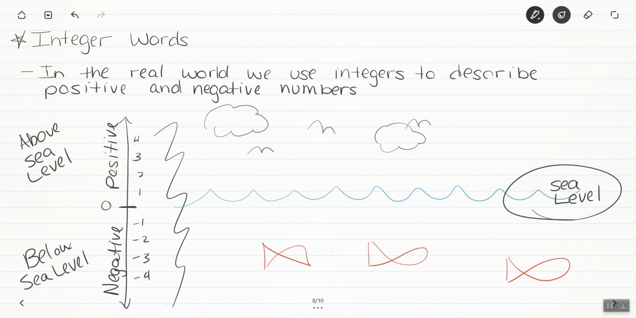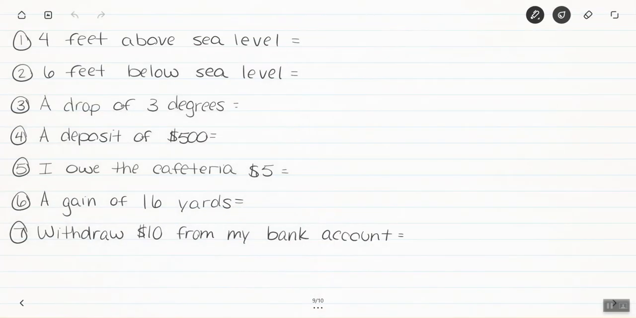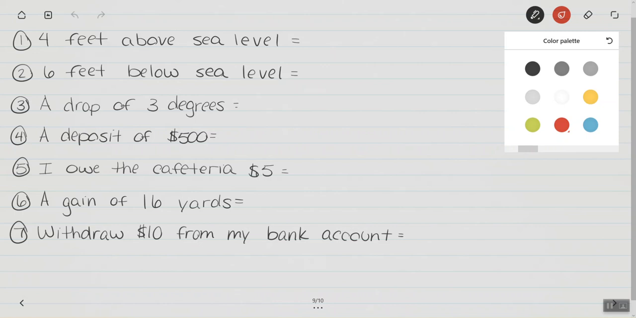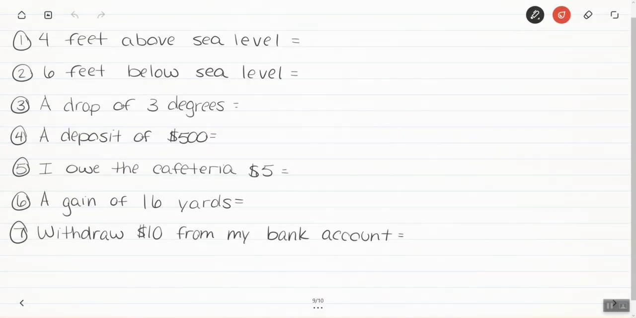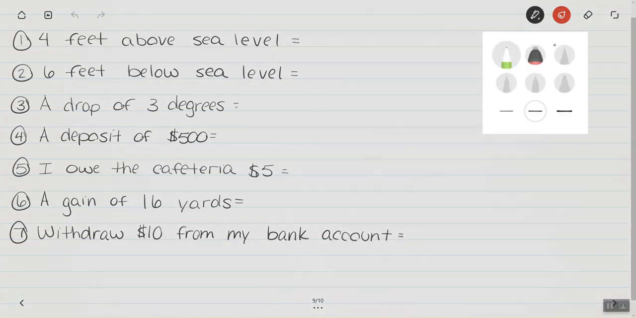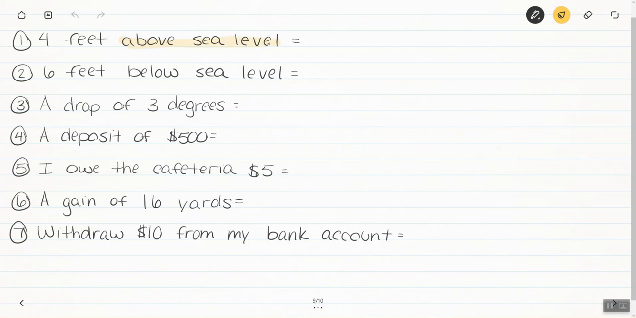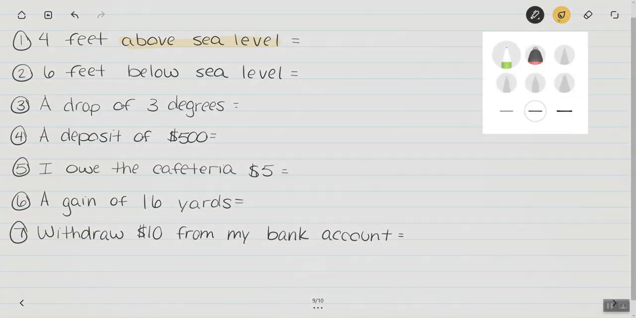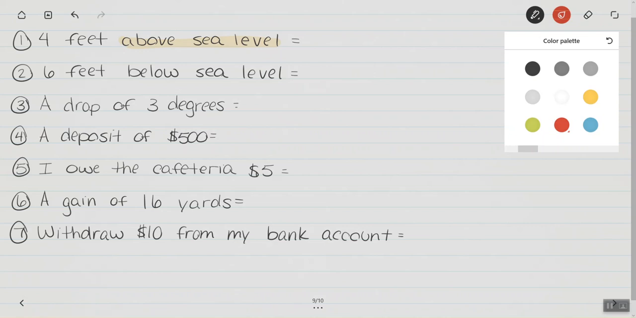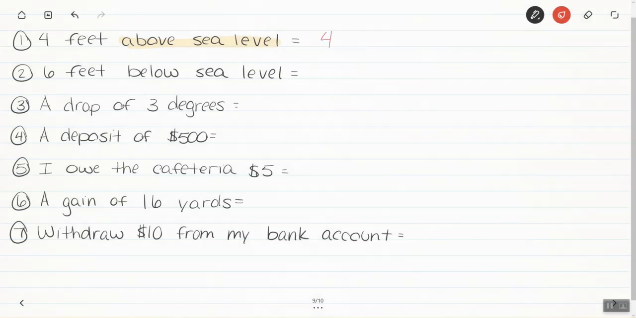So let's do some problems with some of our keywords that we've been talking about a little bit. And I want you to pause and go ahead and write these down first. So if I look at problem number 1, it says 4 feet above sea level, and I'm going to highlight what my key word is there. I'm seeing above, and I'm also seeing above sea level. And I know that sea level is 0. So if I'm above sea level, that's going to give me a +4.